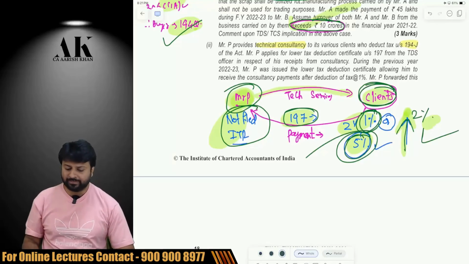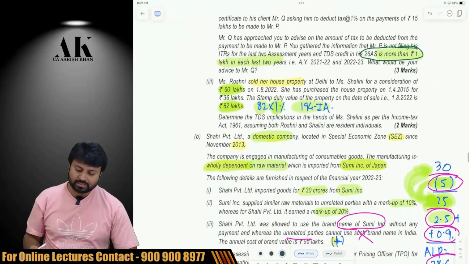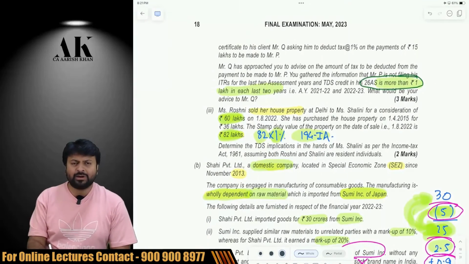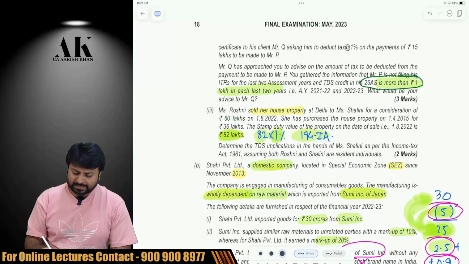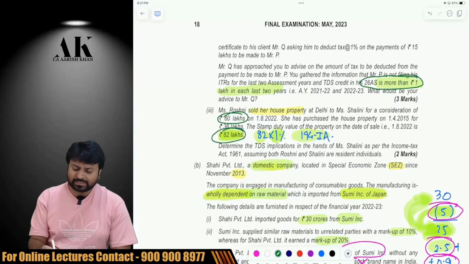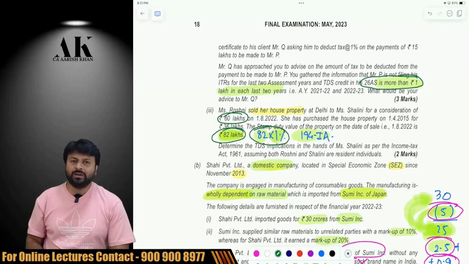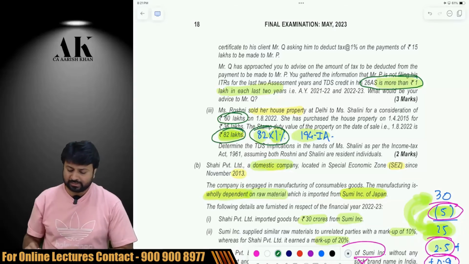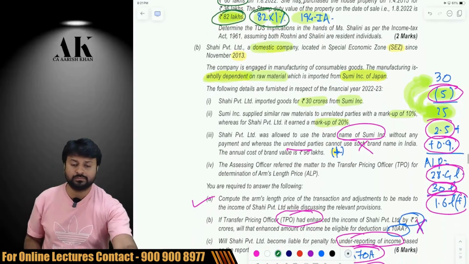I will deduct TDS at 5%. It's a very, very intelligent question. Now, the third question is a very simple question. You are buying some house property. The price of the house property is 60 lakhs, whereas the stamp duty value of the house property is 82 lakhs. Therefore, TDS will be deducted at the rate of 1% on how much? On 82 lakh rupees. Check it, please. Okay. So, this is what this question is all about.